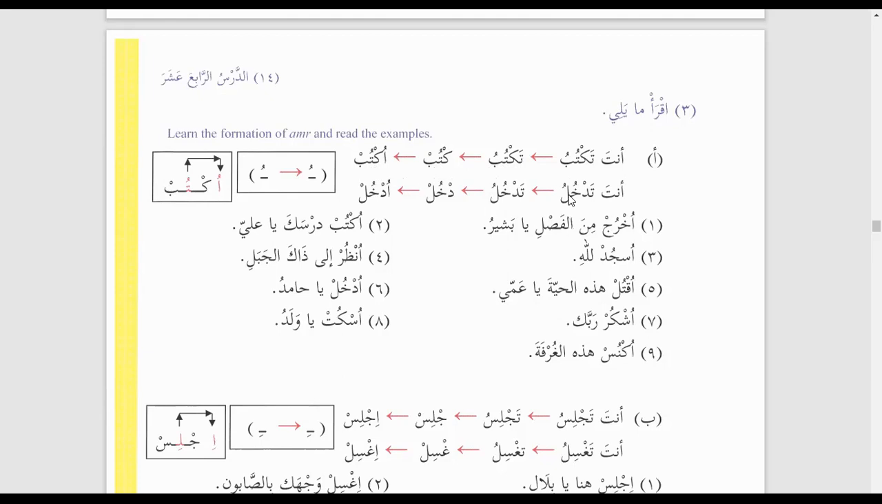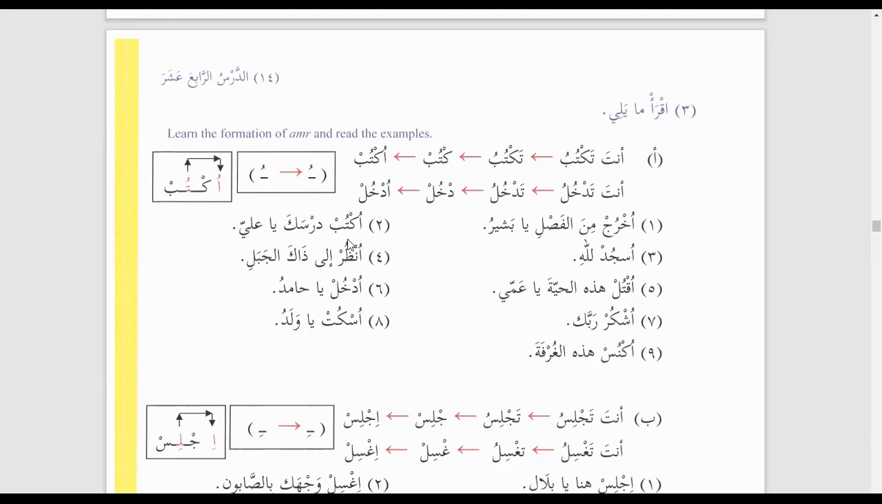Uktub. Similarly, anta tadkhul, and the same rule we follow here. Tadkhulu, and then it's not readable, so that's why we will read it as udkhul. Udkhul, you get in. Okay, now we have, for example, number 1. Ukhruj min al-fasli ya Bashiru. Get out of the class or leave the class, O Bashir. So ukhruj is basically takhruju, and from takhruju it has become ukhruj min al-fasli ya Bashiru. Leave the class, O Bashir.